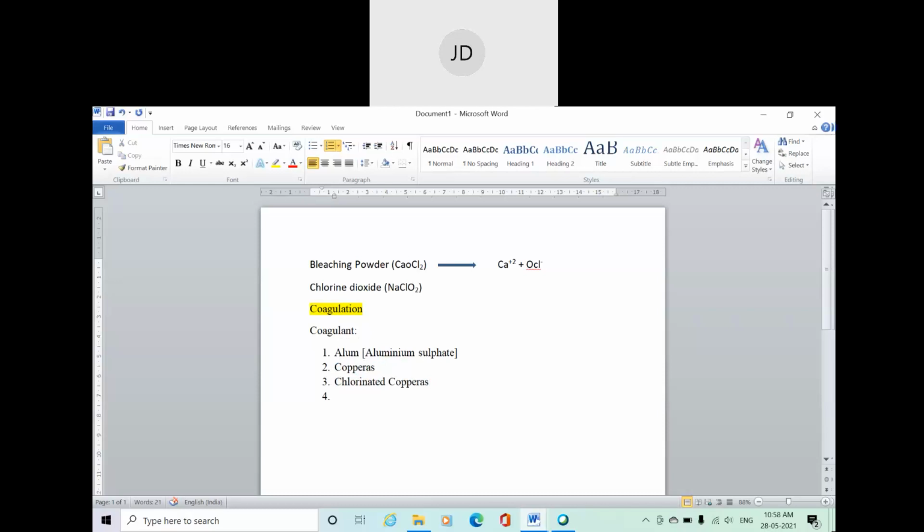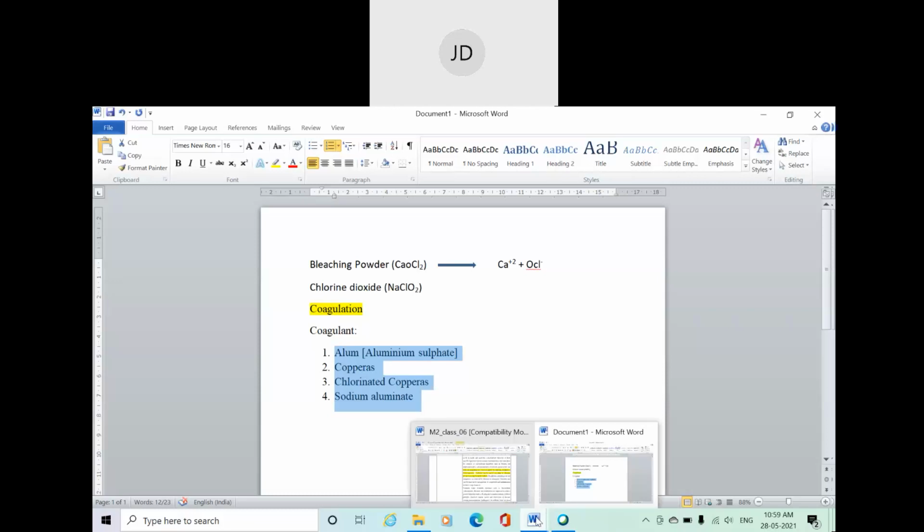Fine. Then the last one, sodium aluminate. The formula is Na2Al2O4. I may be wrong, just cross check. Cross check by going through Google or following the textbook. Na2Al2O4, sodium aluminate. So these are all chemicals that can be used as a coagulant in the coagulation and flocculation process. Fine.